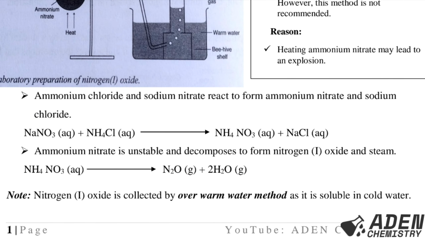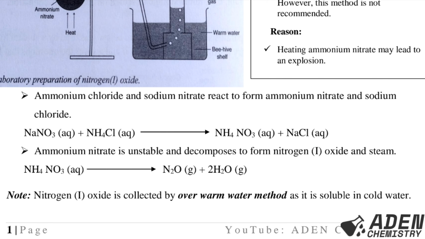So we're saying ammonium chloride and sodium nitrate react to form ammonium nitrate and sodium chloride. The equation for that reaction is sodium nitrate solution reacting with ammonium chloride solution to form ammonium nitrate solution and sodium chloride solution.